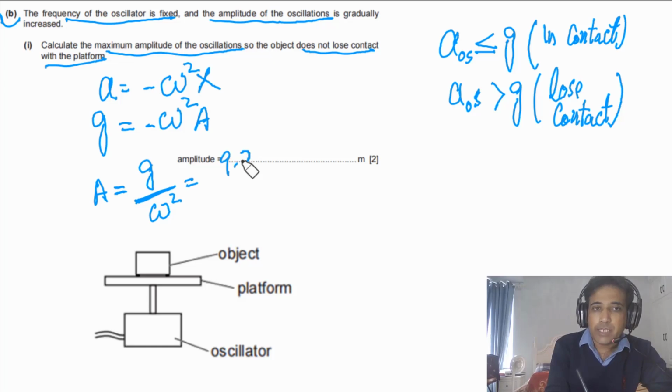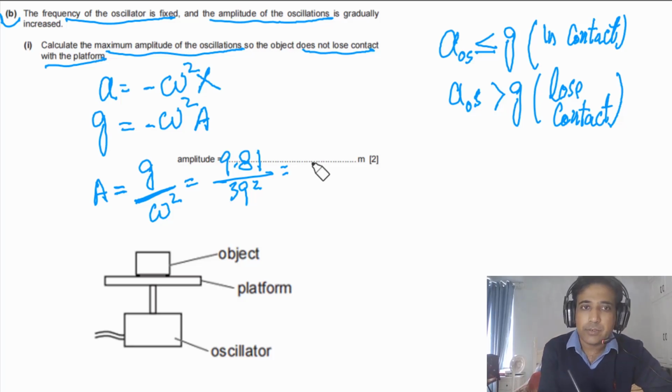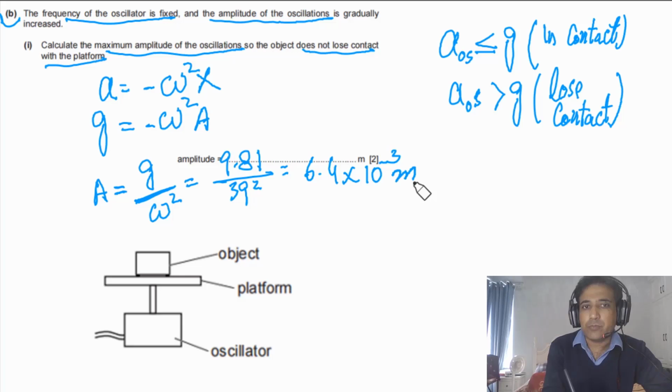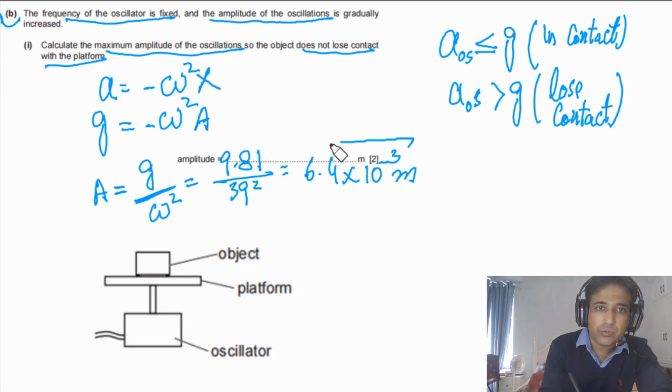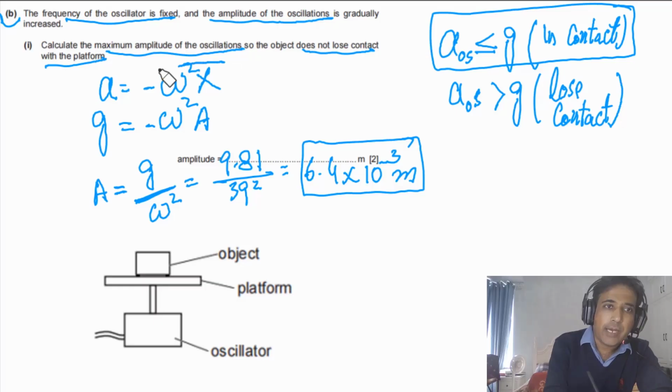So value of g is 9.81, and the omega value we have calculated, that was 39, squared, because the square is here. Now if we solve this one, we will get in this case 6.4 times 10 to minus 3. So this is the value of maximum amplitude, and this is how we can figure it out. So this is our final answer. So this is the main concept. If this concept is clear to you, then simply you have to use this equation and you can find the answer.